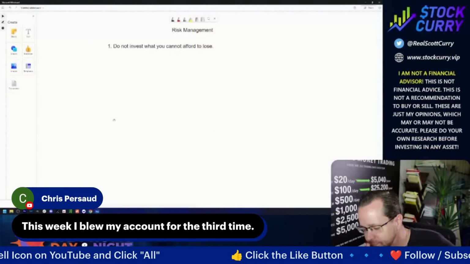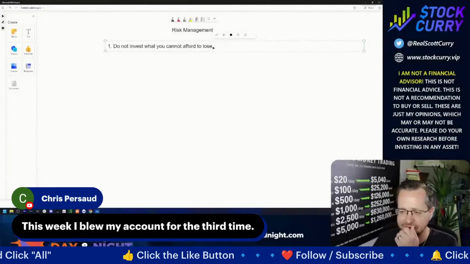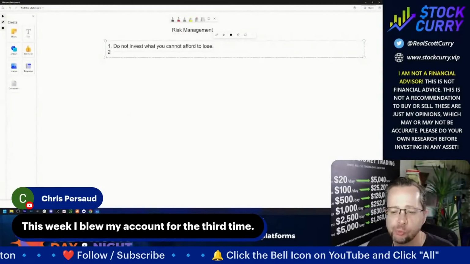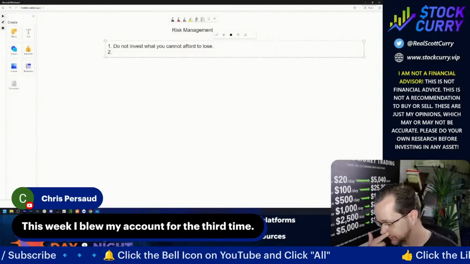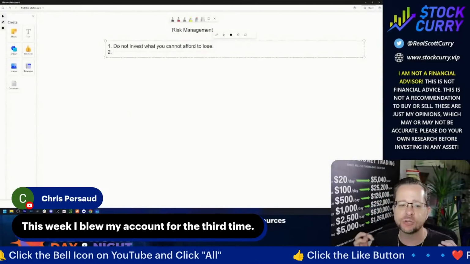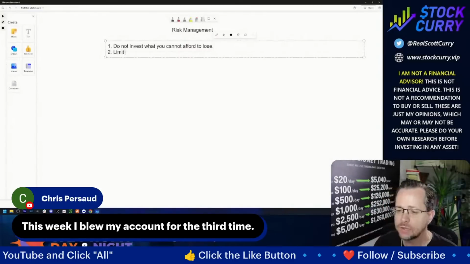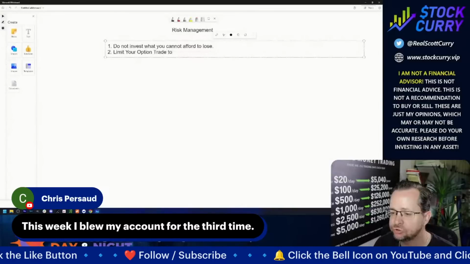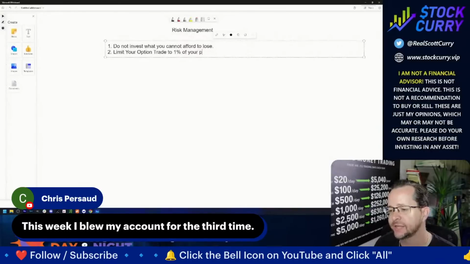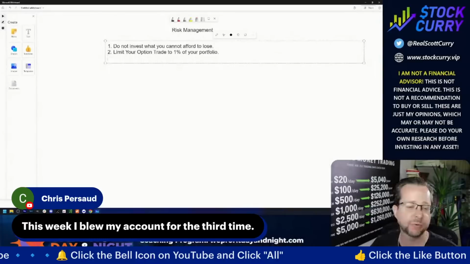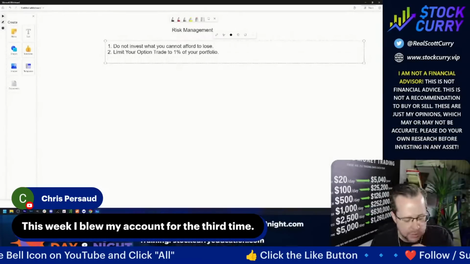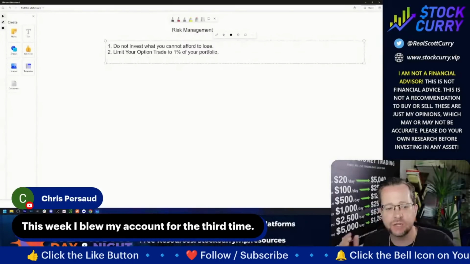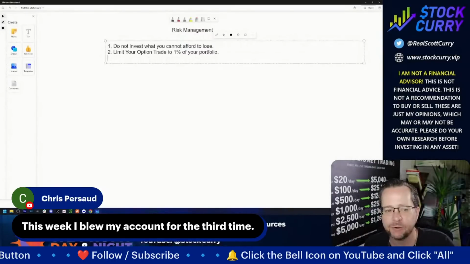Oh, okay. Look, here's what's happening. This is why people are losing this amount of money. They're putting way too much money into single trades. Guys, options are extremely risky. Limit your option trade to 1% of your portfolio. This is my rule. 1% max. If you've got a 90% chance of losing money, you don't want to lose more than 1% of your whole portfolio on a single trade.